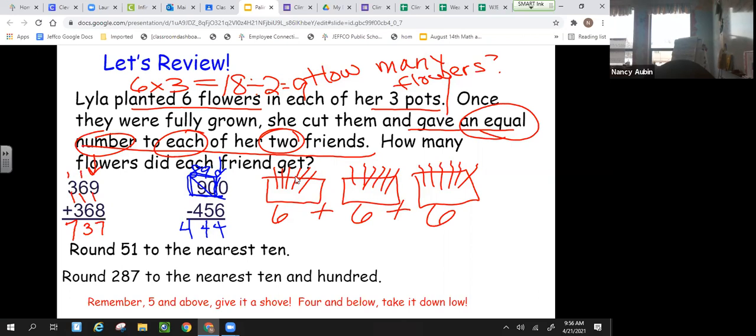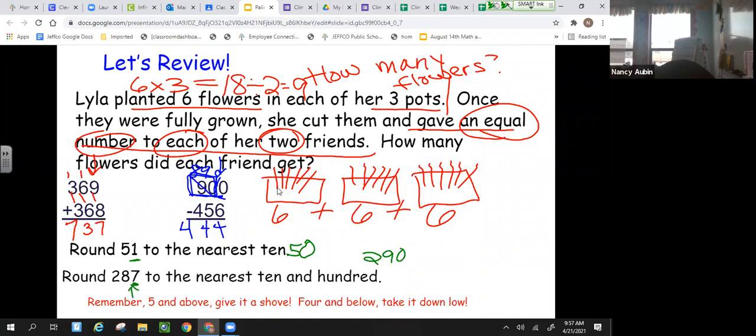All right. Now we're going to round 51 to the nearest 10. Finn, how would I round 51 to the nearest 10? What do I look at? The ones place, no, 1 and 4 and 5. So you would round it down to 50. 4 and below, take it down low. Okay, 287. If I want to round it to the nearest 10 first, what's it going to be? It's going to be 290. Okay, so we've got 290 because there's a 7 in the ones place.